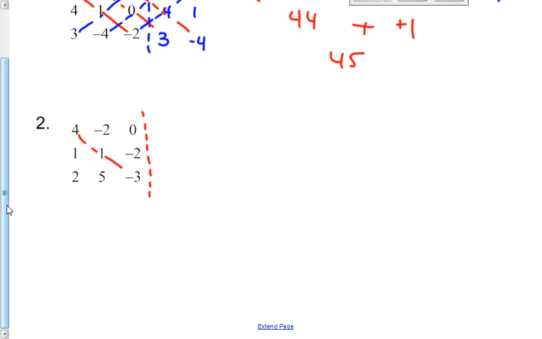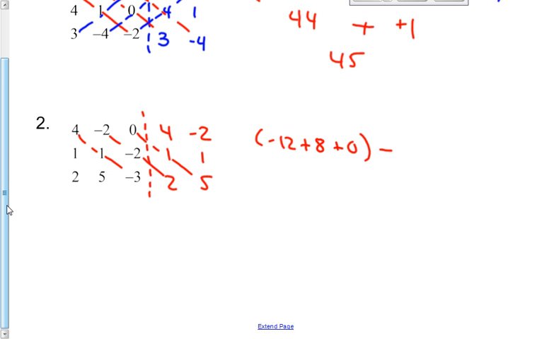Down, down, down. Oops, we have to repeat the numbers first. I forgot that. 4, 1, 2, negative 2, 1, 5. Okay, down the first one, negative 12, plus, down the next one, negative 2 times negative 2 times 2, plus 0 times 1 times 5.